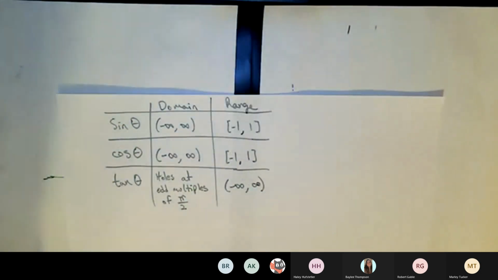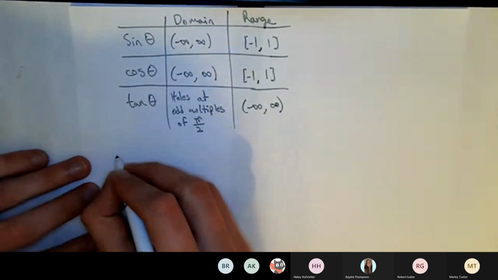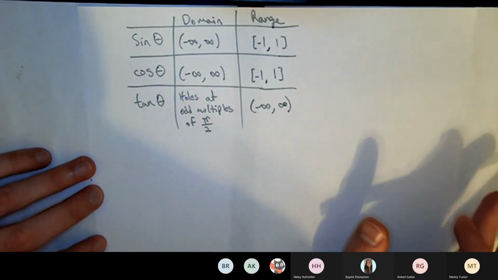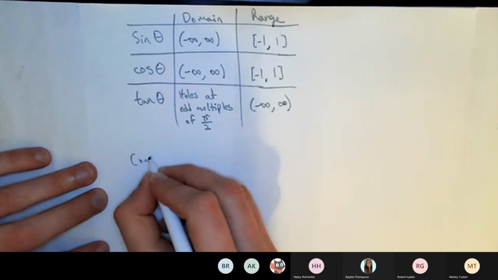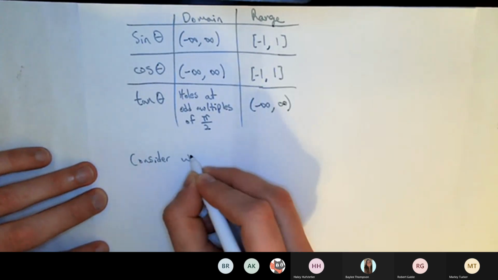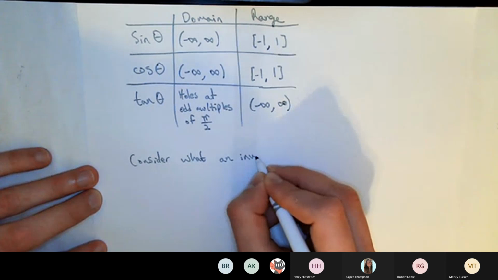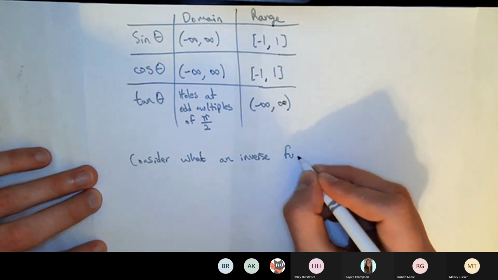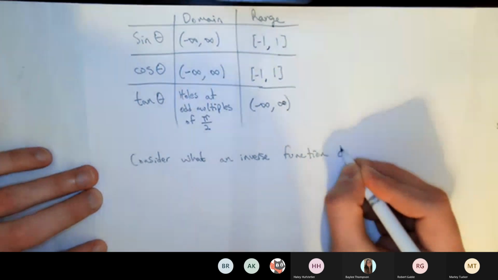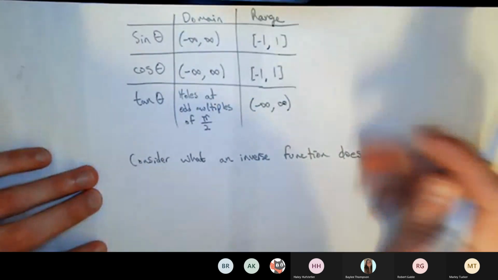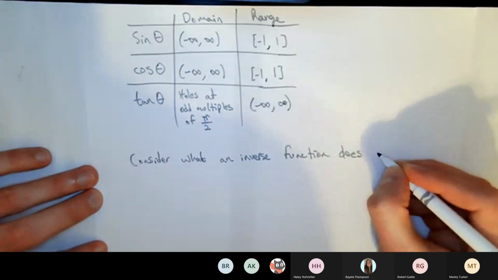Finally, we are ready to start talking about the inverse of these functions. So let's finally, well, actually, no, we're not. We got to talk about what an inverse function is first. So consider what an inverse function does. So we're going to review this. Now I'm going to get you guys back involved because I know I've been talking for a while about this domain and range of sine, cosine, and tangent.